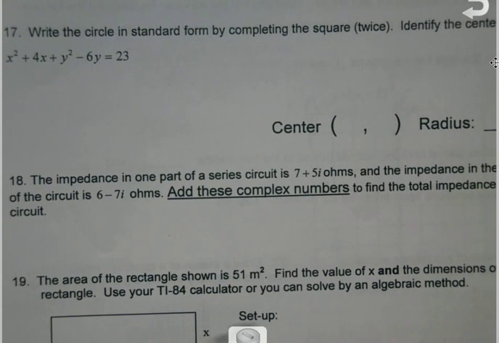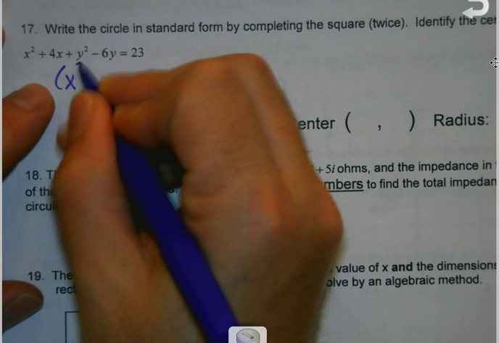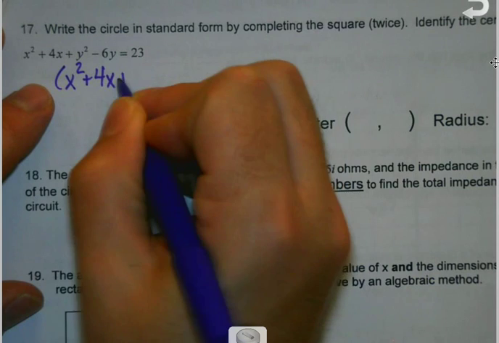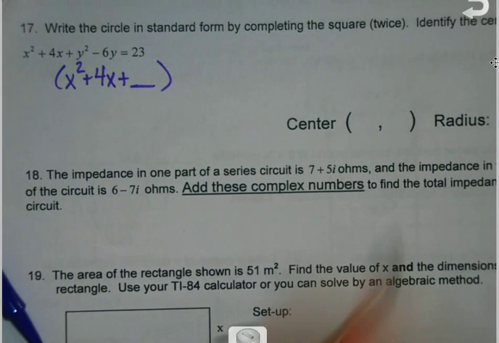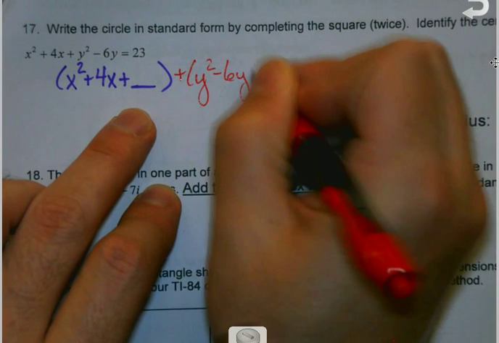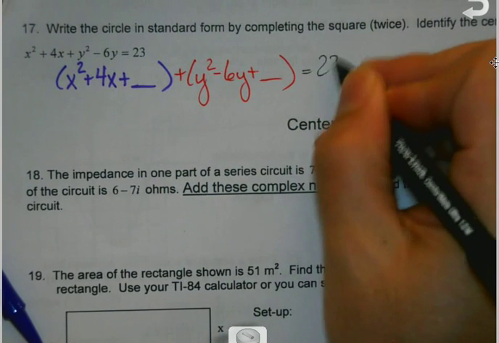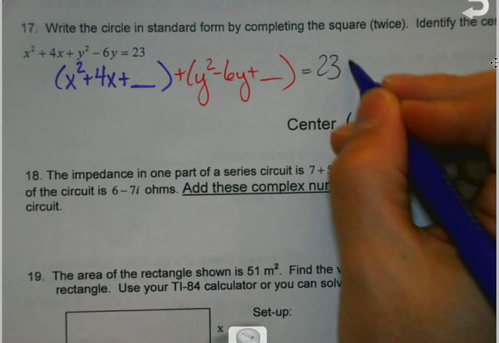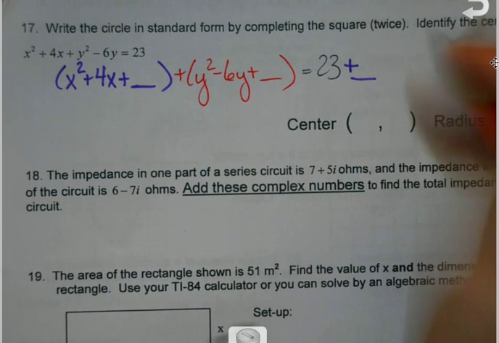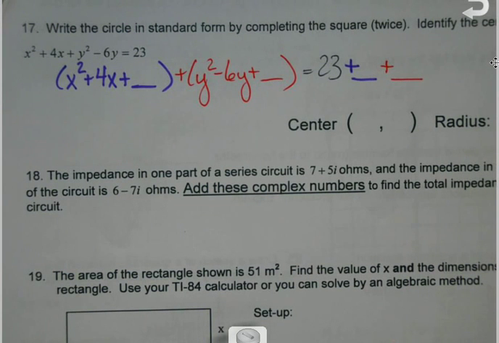Okay. Now again, we talked about this before. I'm going to take my x's. I'm going to put those together with a blank. I'm going to put my y's together in parentheses, also with a blank. And then since whatever I do to one side, I have to do to the other, I also have to add those same two blanks on the right side. Okay, and if that 23 would have been on the left, I'd have needed to move it as well. But you know the drill after this.